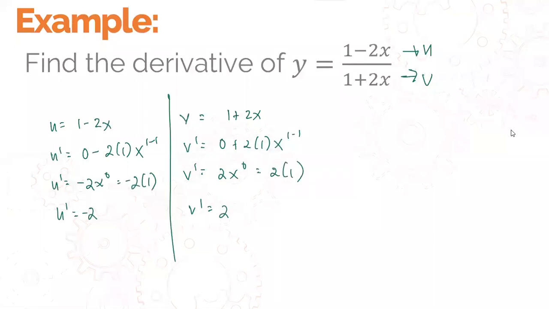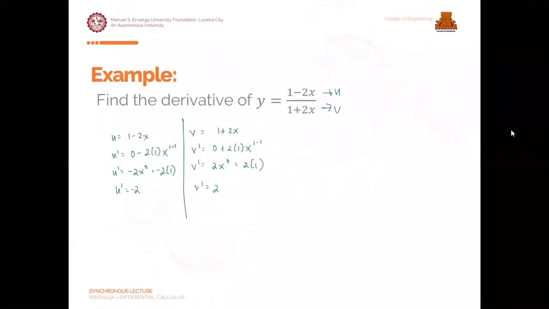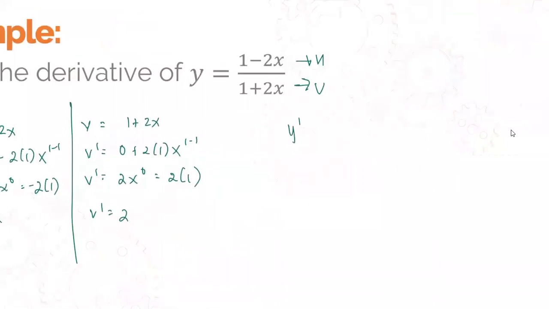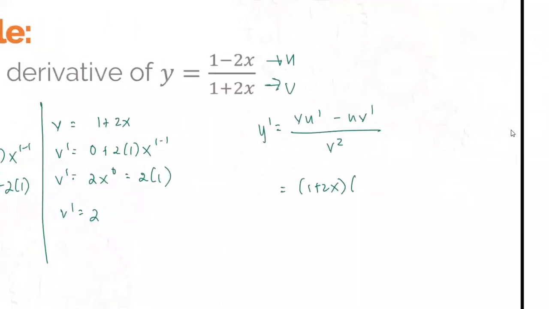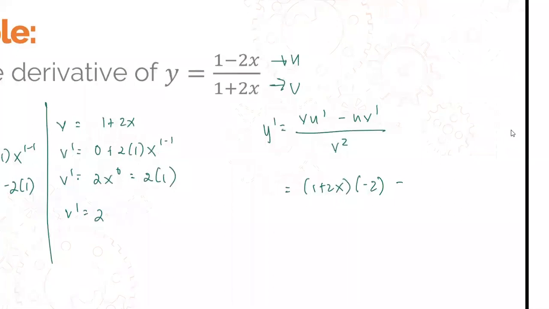Okay? Then, substitute natin dun sa formula natin. So y prime is equals to v u prime minus u v prime all over v squared. So v natin is 1 plus 2x times u prime natin is negative 2, minus yung u natin is 1 minus 2x. Okay, don't forget yung parenthesis, no? Kasi mamamali yung sign, times 2 all over v squared natin is 1 plus 2x squared.